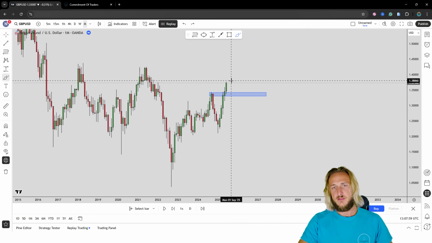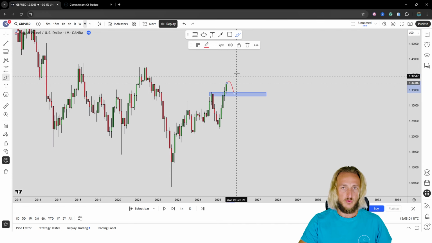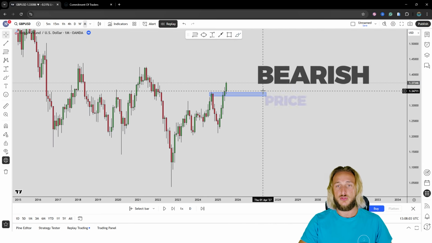So here in the monthly, the situation was quite clear. The market was overextended and in need of a push lower.